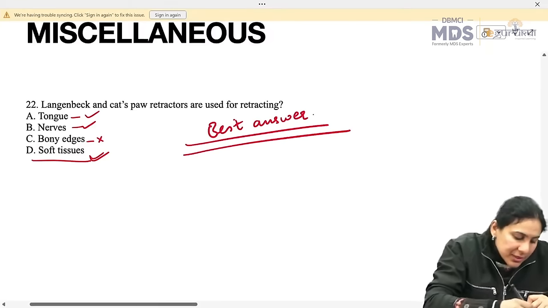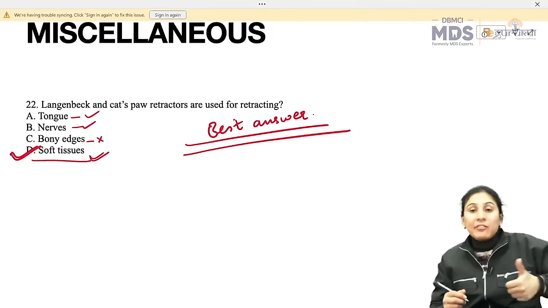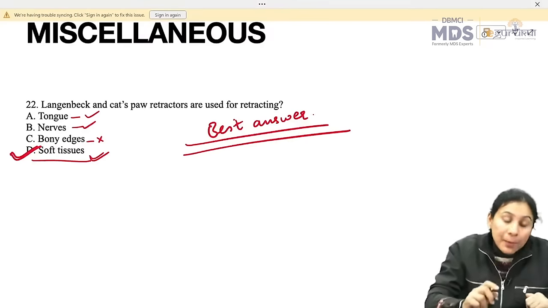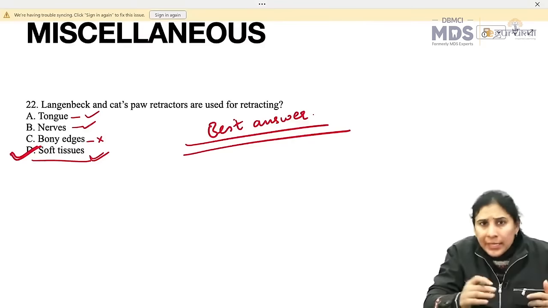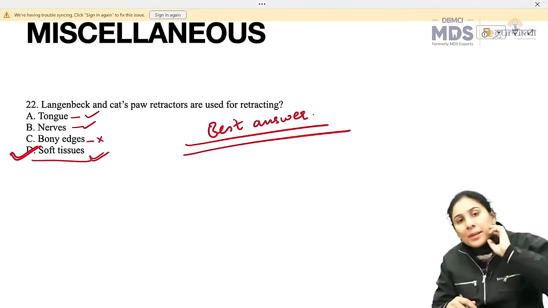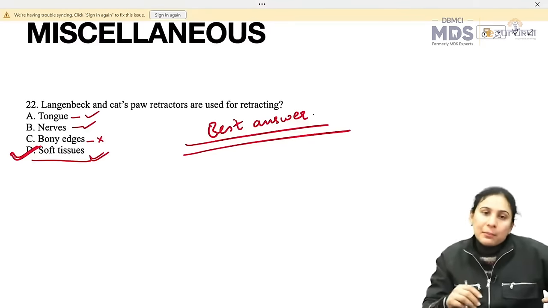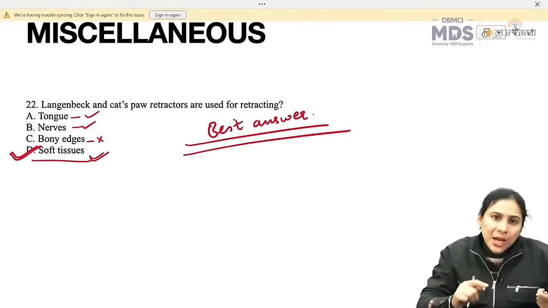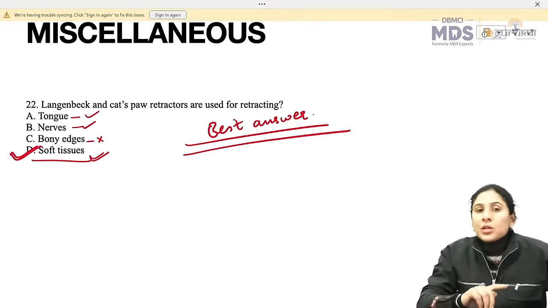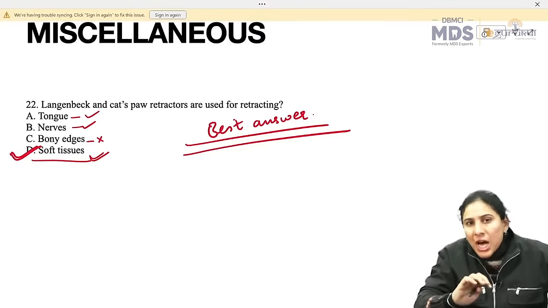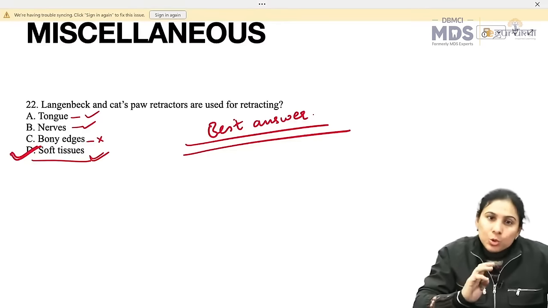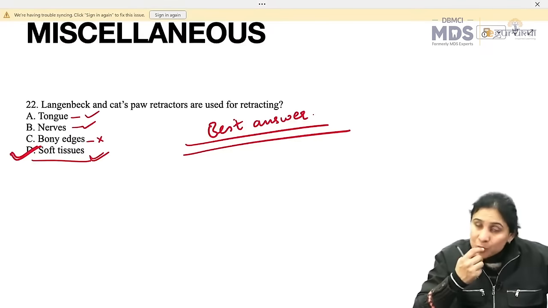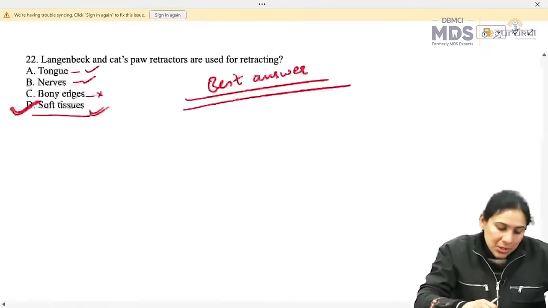So the best answer here is D. Yes, Jyoti, Keval, you're all absolutely correct. The best answer is soft tissues, any soft tissue, okay? It can be a muscle, it can be the tongue, it can be nerves. Nerves, usually we use the nerve hook. Nerve hook is a better answer, but yes, you can use the non-sharp end of the cat's paw to retract the nerves also, okay? So the best answer is soft tissues.